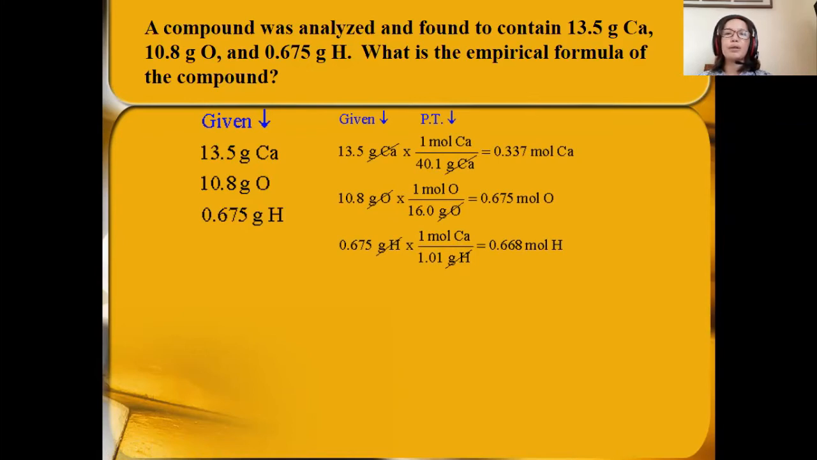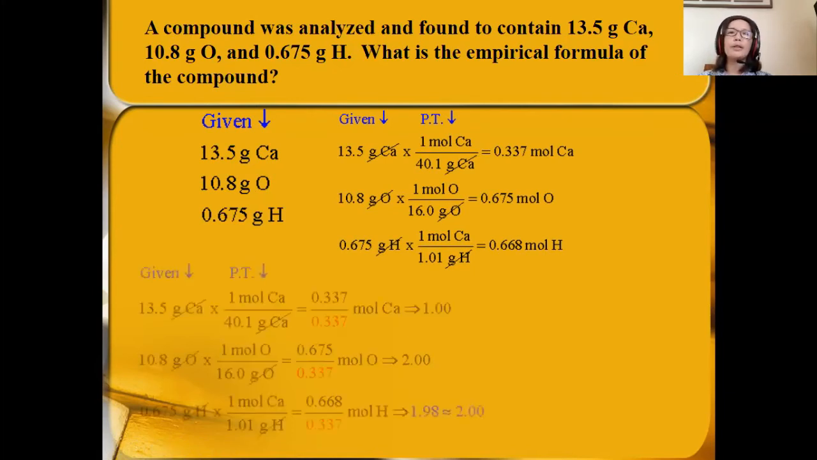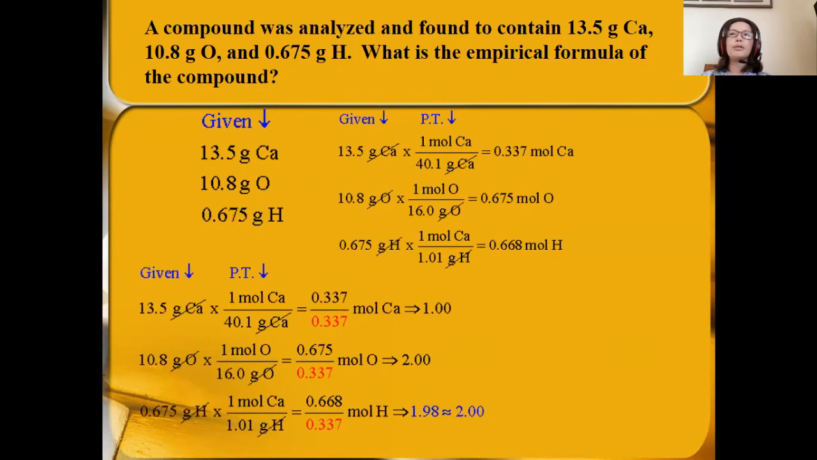So what's the smallest mole here? Okay, so that is 0.337. So that will be our divisor. So to get the mole ratio, divide each mole by the smallest. So for calcium, you have 1, oxygen, you have 2, and hydrogen, you have 1.98. So you have to round it off to 2.